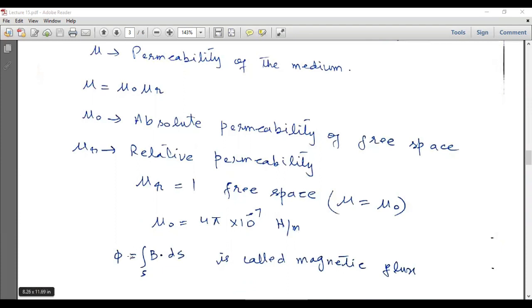Total magnetic flux can be found out by the surface integral of magnetic flux density, and phi is equal to, mathematically, the surface integral of B dot ds. So this is called magnetic flux.